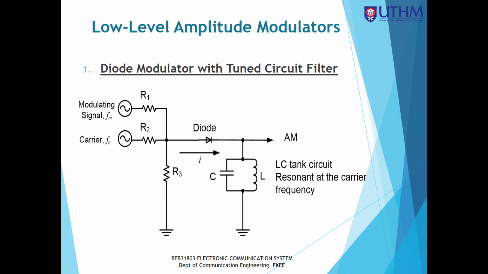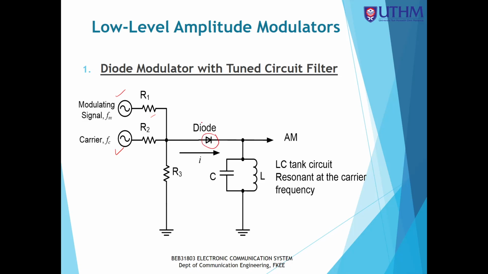Okay, so for the first type of AM modulator, number one here is a diode modulator with tuned circuit filter. This is the simplest circuit for the AM modulator. If you see from here, we have two signal generators, one for the modulating signal, the input message, and one for the high frequency carrier. We have the resistors over here, R1, R2, and R3, and we also have a diode over here.